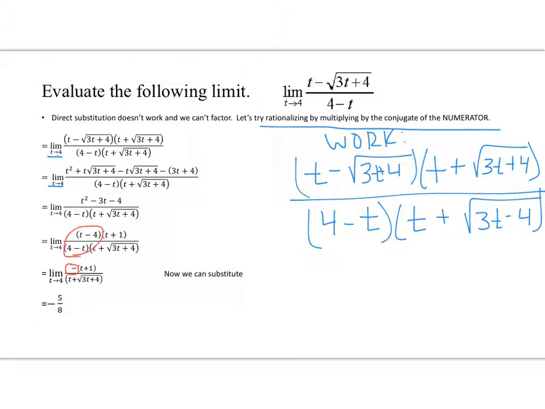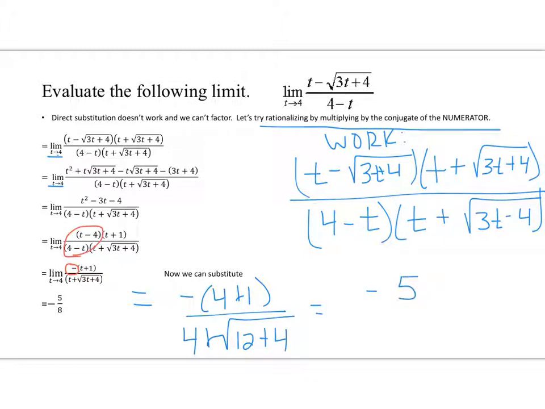Now just in case we wanted to see that actual substitution, I did negative 4 plus 1 all over 4 plus the square root of 12 plus 4. So I had negative 5 over 4 plus the square root of 16, which is where I got my negative 5/8.